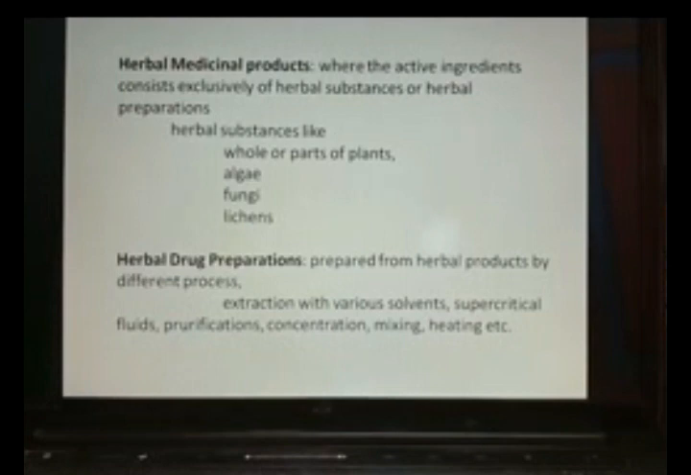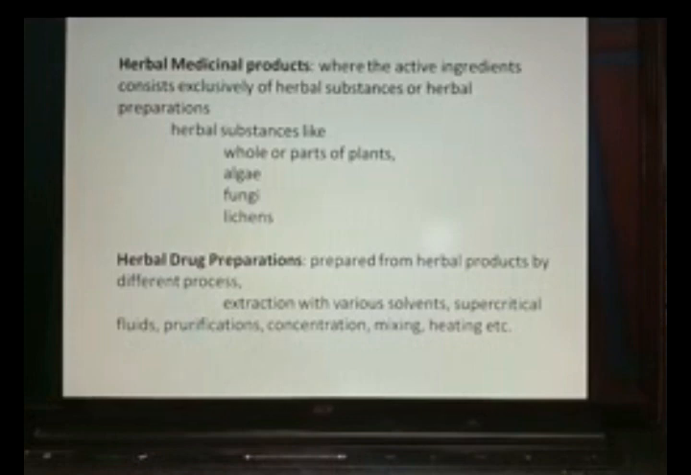Next is herbal drug preparations. These herbal drug formulations are prepared mainly from the herbal products which are obtained by different processes. Processes like extraction with various solvents, extraction with supercritical fluids, purifications, concentrates, mixing, heating, and other processes.